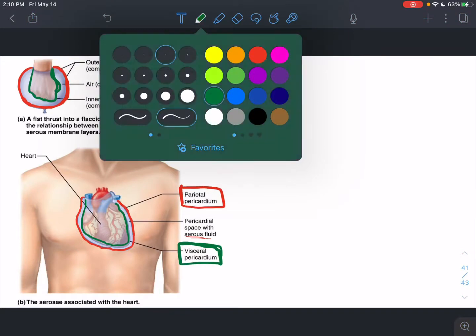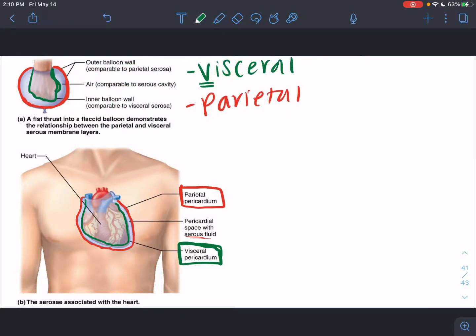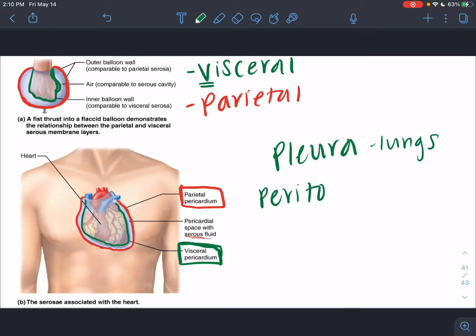Okay, so that's how you're going to name all of the serous membranes. 2 part names. Is it touching the organ? Visceral for very close, parietal for further away. And they can either be your pericardium, your pleura is going to be around your lungs, and your peritoneum is going to be around your abdominal pelvic. Right?